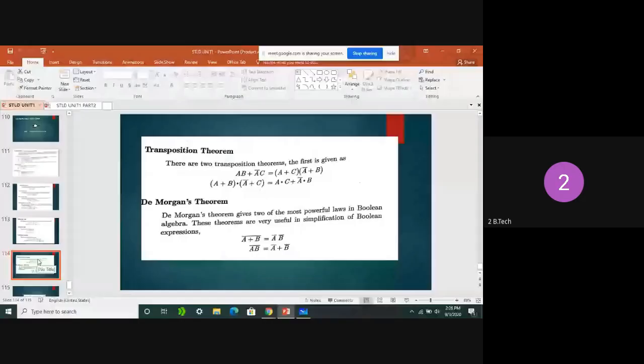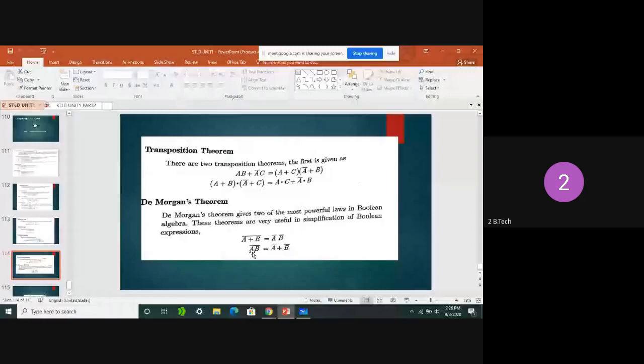So whenever we need to resolve AB whole bar in an equation, we can resolve it as A bar plus B bar. Clear, all of you? Yeah, sir. Okay, so all these are the Boolean laws we can use.